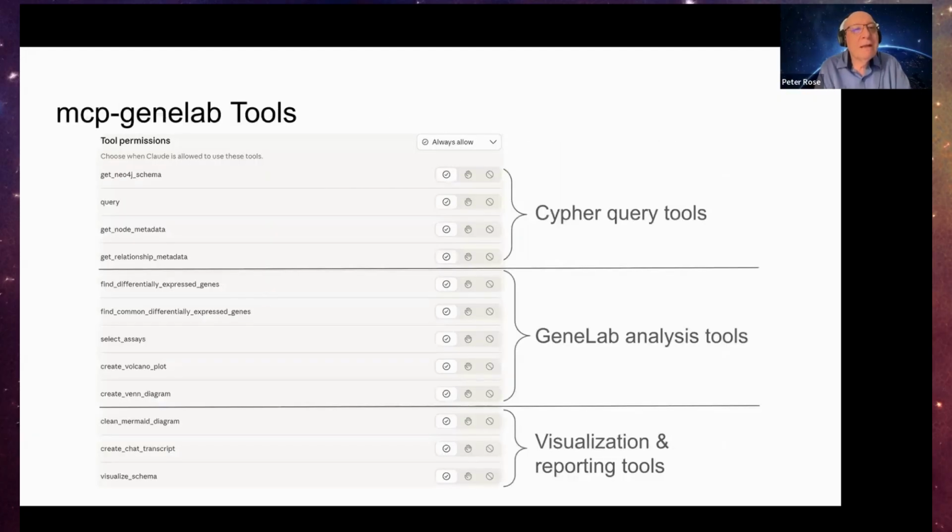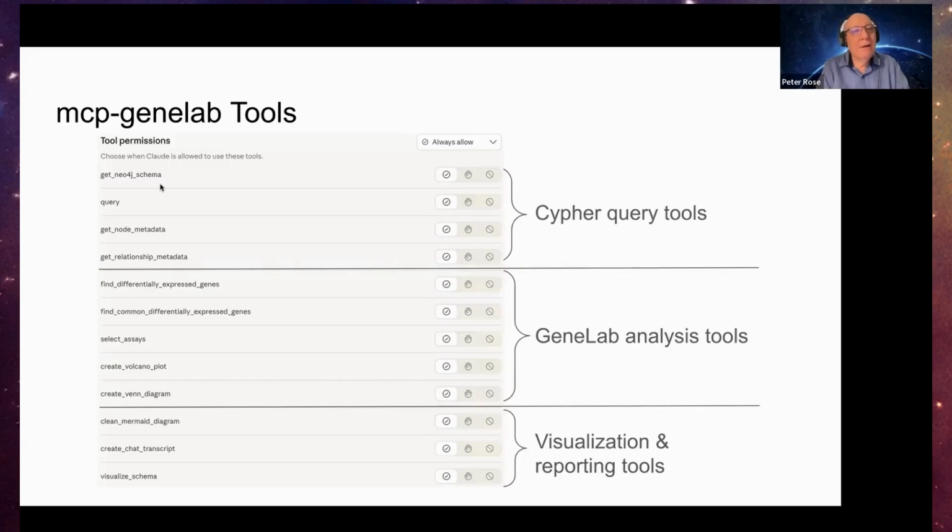Now, we created this MCP GeneLab server, and it has a number of tools. The most important tool is obviously to run a Cypher query. That tool runs a Cypher query on our knowledge graph. To run the query, it needs to really understand the schema of that knowledge graph. So we have this method, get Neo4j schema. It will retrieve the schema, and then the LLM knows those are all the nodes, and it knows assays are connected to genes and so forth. So we'll get all that information.